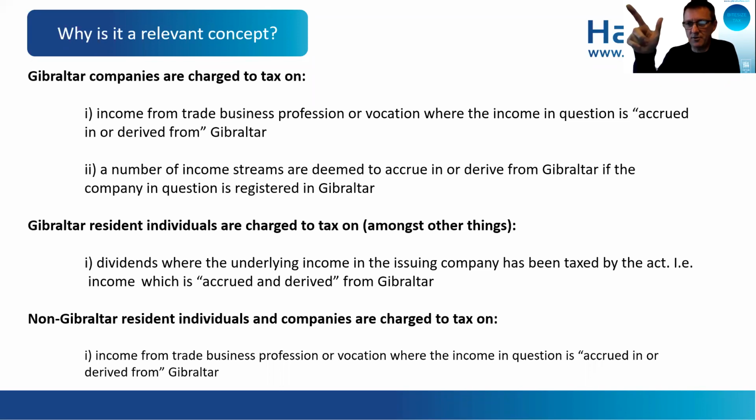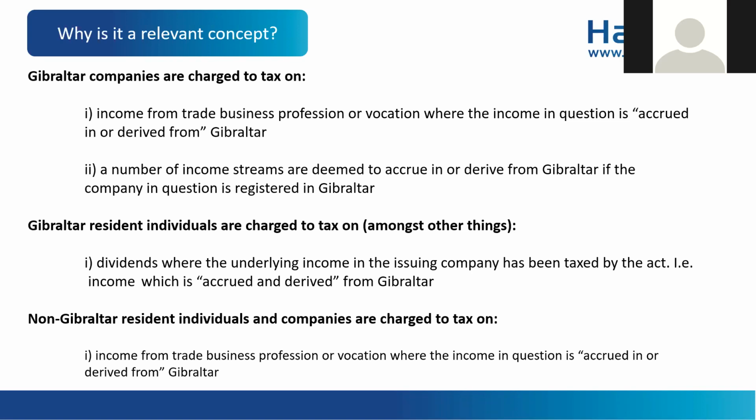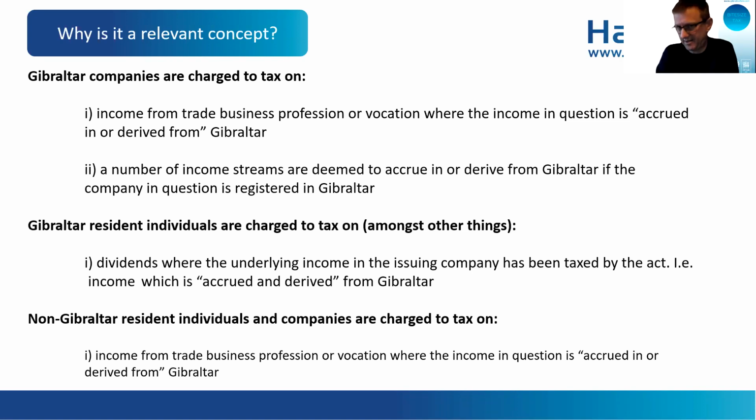And what they will do is they will pay their marginal rate, and then they will receive a credit for the 10% previously paid by the company. If that income is not accrued and derived in Gibraltar in the underlying company, then the individual will not pay tax on that income that he or she receives as a dividend.